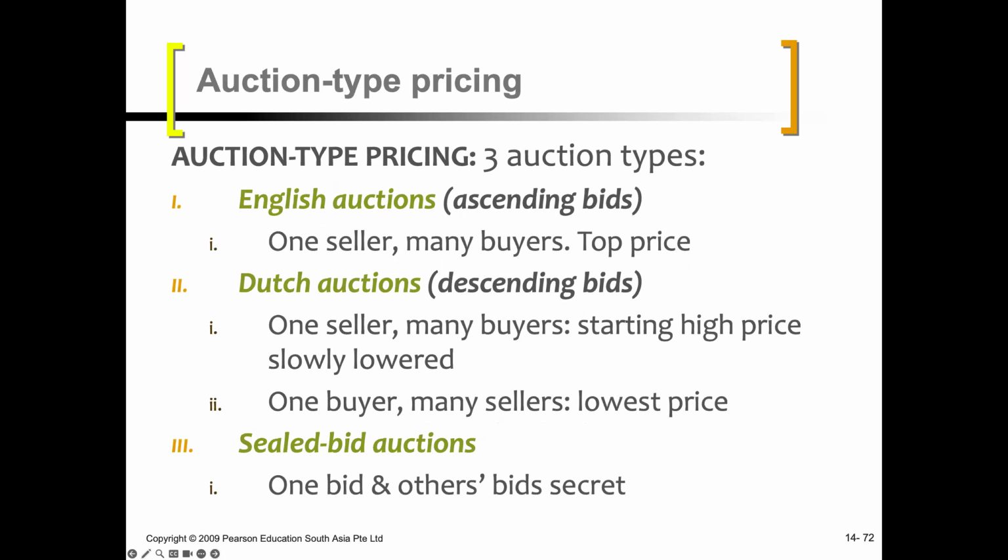And the last one is called auction type pricing. The auction pricing strategy includes three types. The English auctions are called ascending bids: one seller, many buyers, top price. The Dutch auctions, or descending bids: one seller, many buyers, starting at a high price and slowly lowering the price. Or one buyer, many sellers, where you start out with the lowest price. And the sealed bid auctions: one bid, and the others' bids are secret.